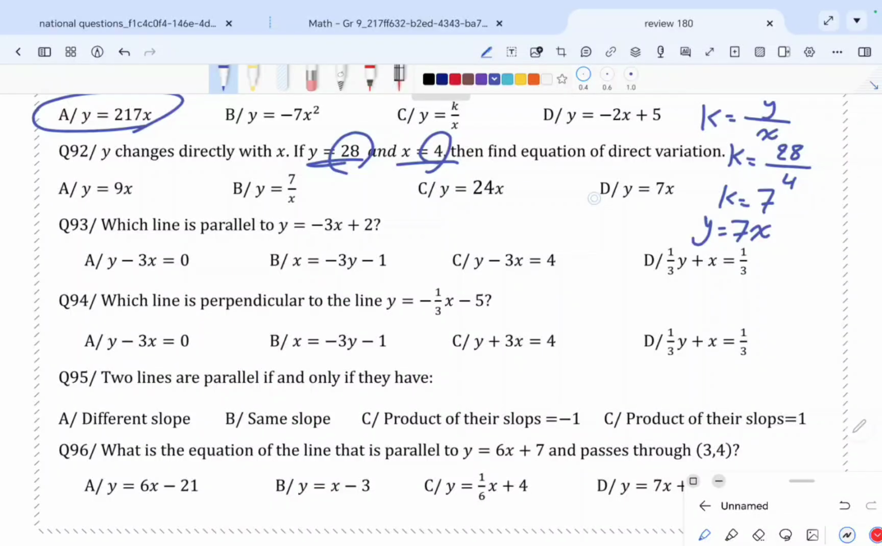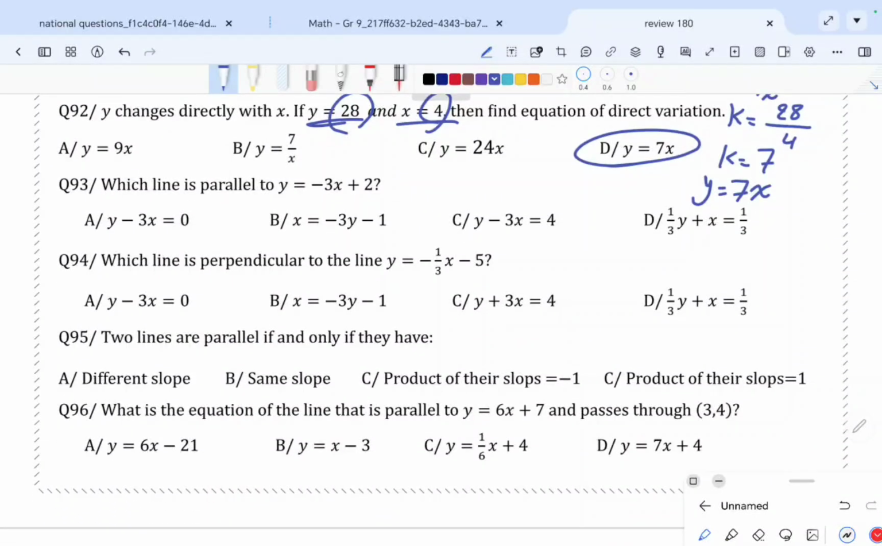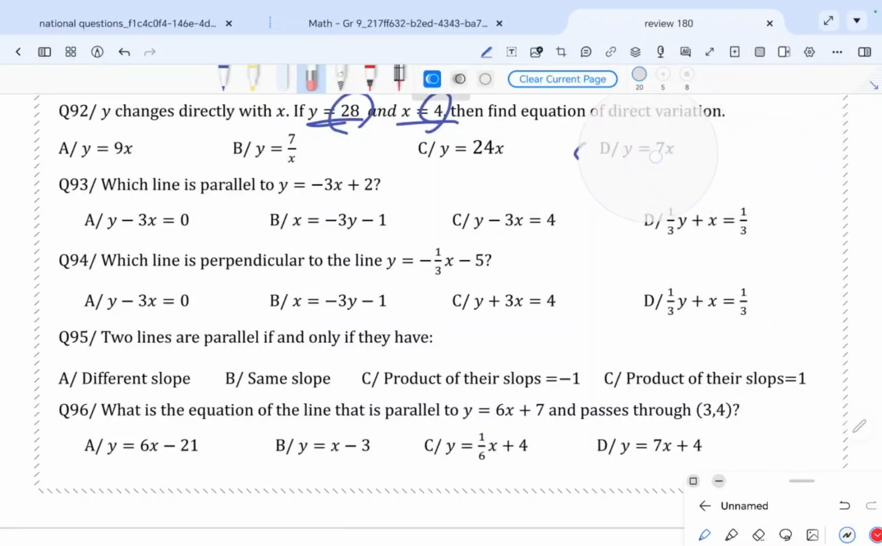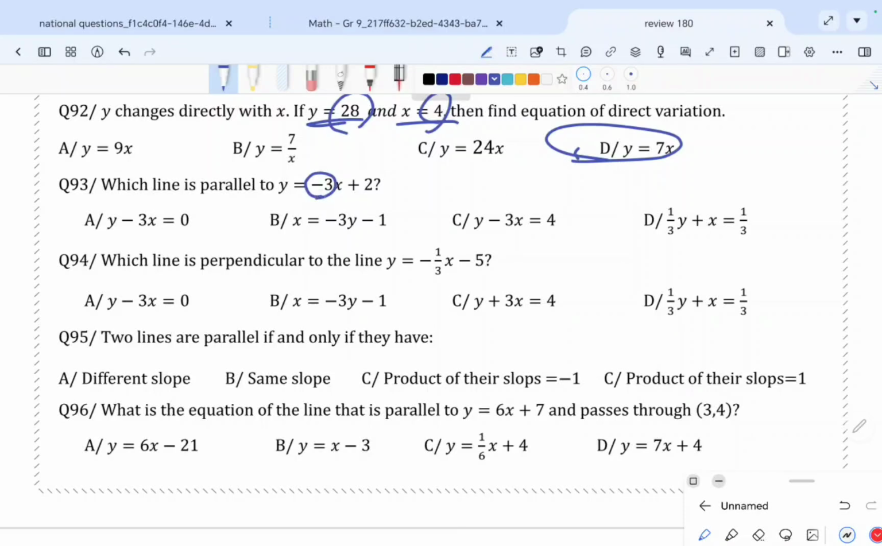28 divided by 4 is equal to 7. Y is equal to 7x. Which one is the correct answer? D. Which is parallel? Now we have parallel or perpendicular, okay? Parallel, also the rule of parallel: if and only if they have the same slope and different y-intercept, okay? Y equals negative 3x plus 2.